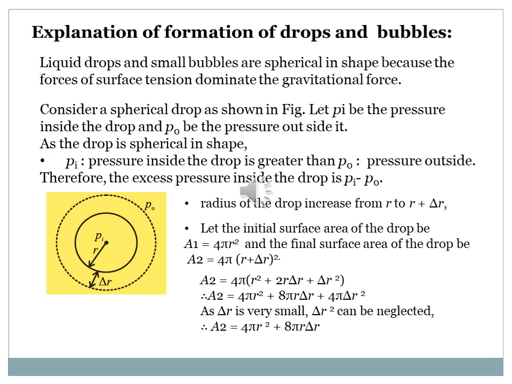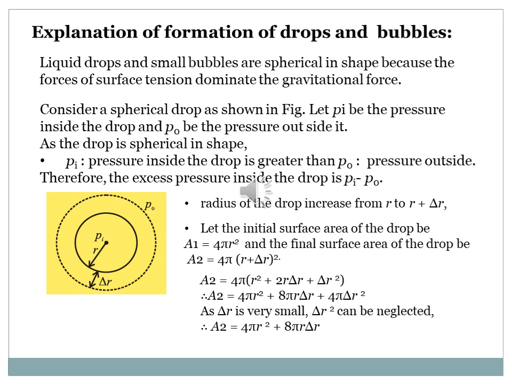Alright, so let's expand the bracket, which is r plus delta r. What we are getting? A2 will be 4 pi as it is. By expanding the square bracket, it will be r square plus twice r delta r plus delta r square. Okay, so I am going to multiply 4 pi inside the bracket.